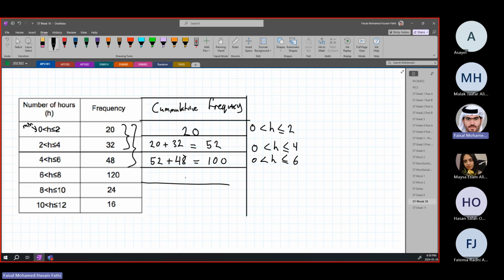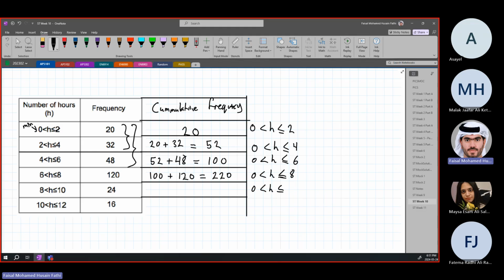Again, the same thing for the rest. So this is from 0 all the way to 8. 100, which is the cumulative frequency we found earlier, plus 120, which is 220. The same thing again here. This is from 0 all the way to 10. And the last one is from 0 all the way to 12.